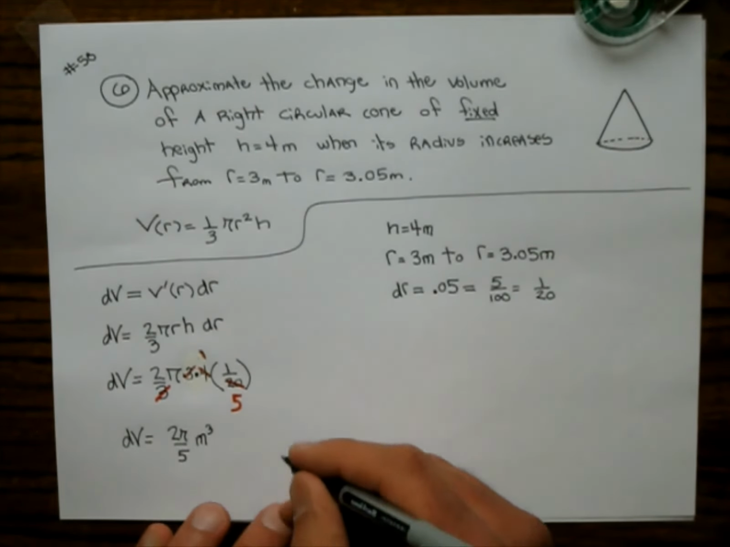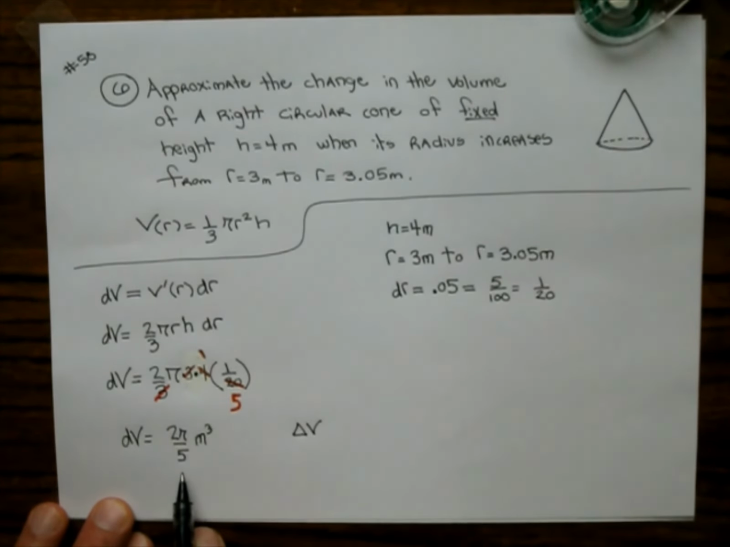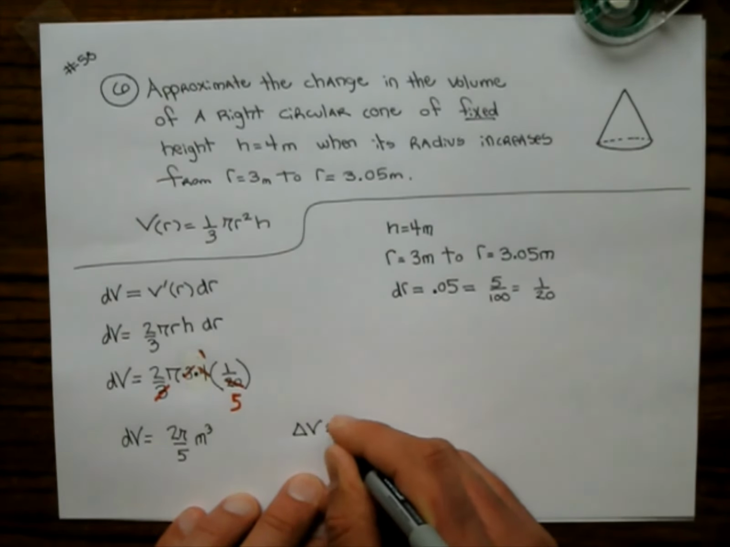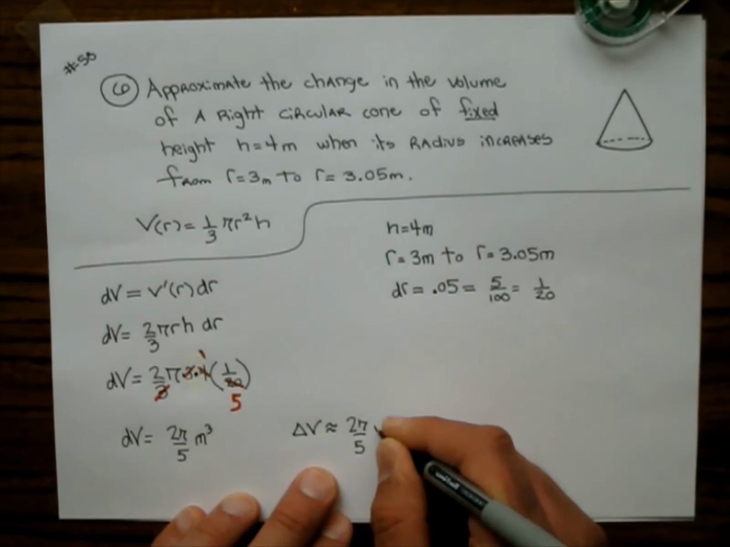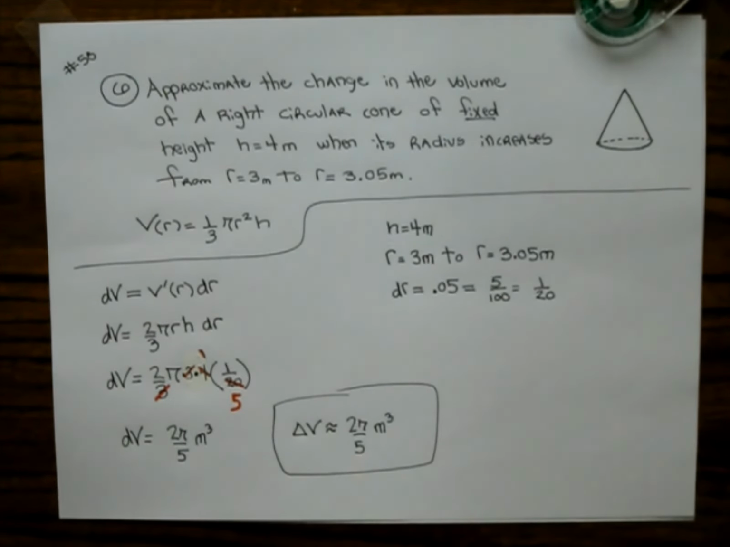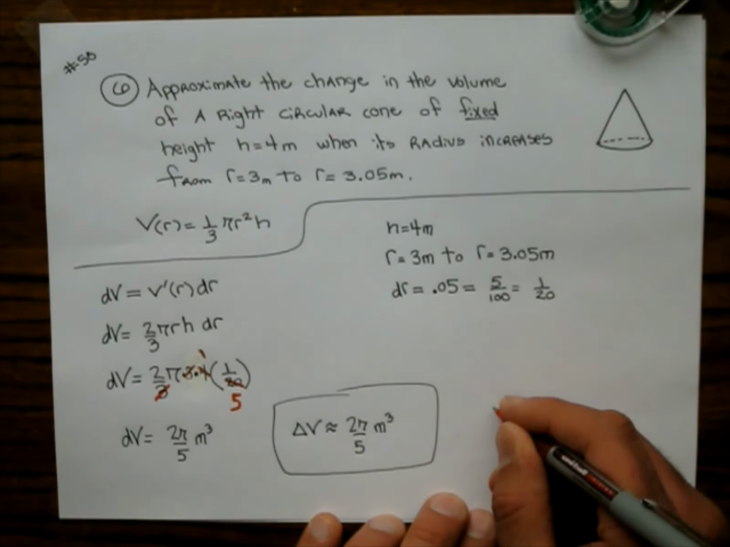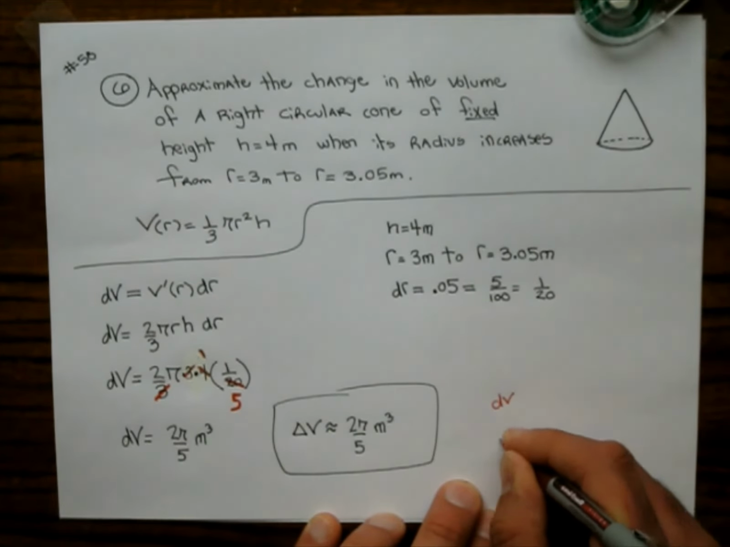And so when you look at the answers in the back, they're going to say delta V. Now does this equal delta V? No, this is just the approximation using a tangent line. So delta V is approximately equal to the same thing, 2 pi over 5 cubic meters. And so, when you look at your answers in the back of the book, they'll have them written like that. So that is the deal. That completes this problem. This is just kind of a reminder of these two things, dv and delta v.